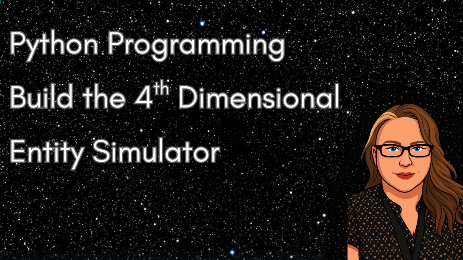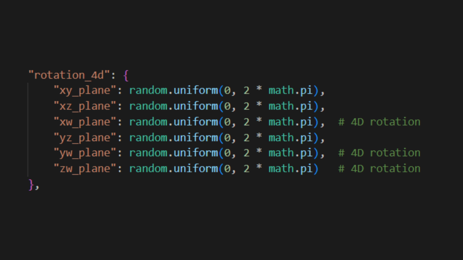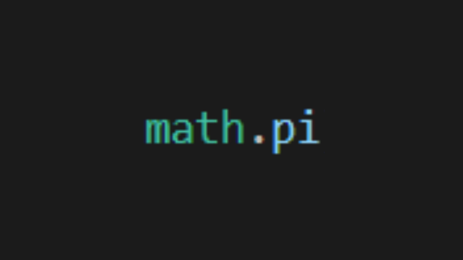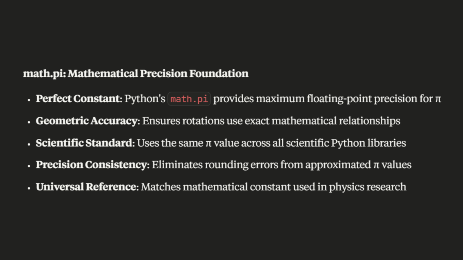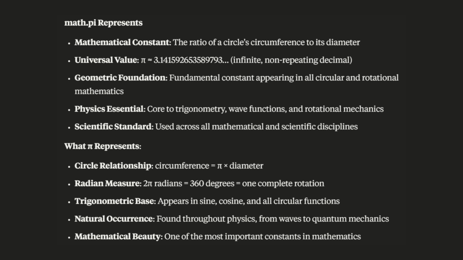For this lesson, we're going to continue still in this rotation 4D nested dictionary because we just want to talk a little bit about that math.pi directly. So that is the mathematical constant that makes our rotations precise. The math.pi represents the mathematical constant pi, approximately 3.14159, and so on. This is one of the most important constants in all of mathematics.